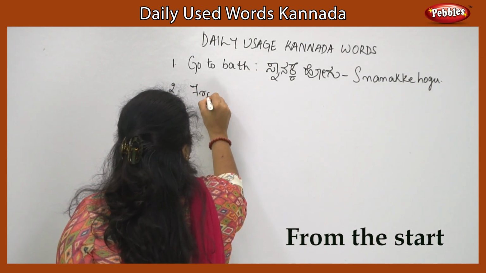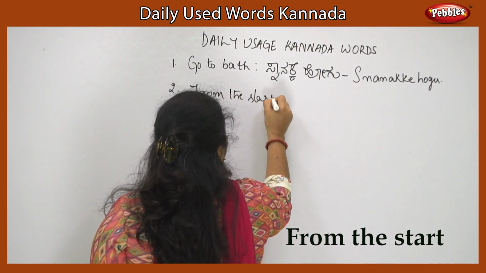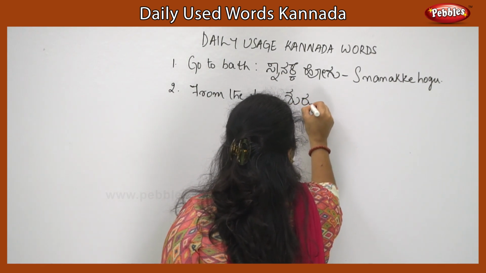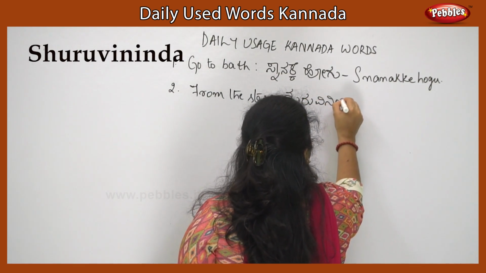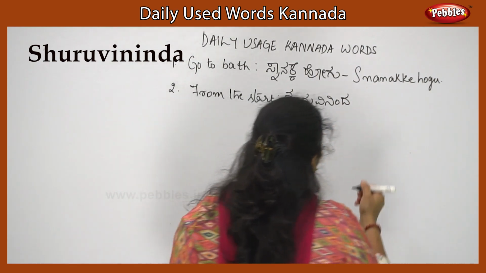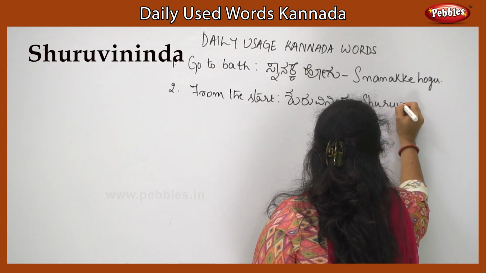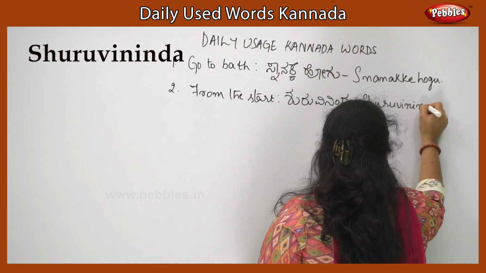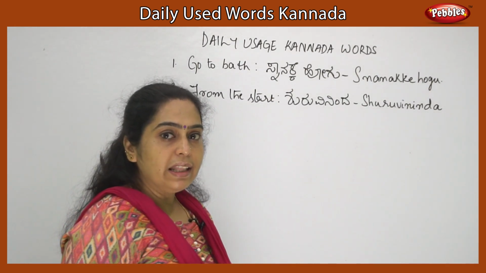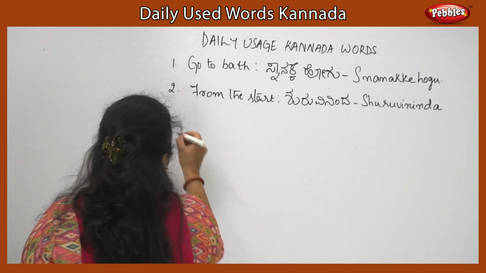From the start, that is shuruvininda. Start is shuru or arambha, so from the start is shuruvininda. Nanu bengalurinalle iddene, that is, from the start I am in Bangalore.